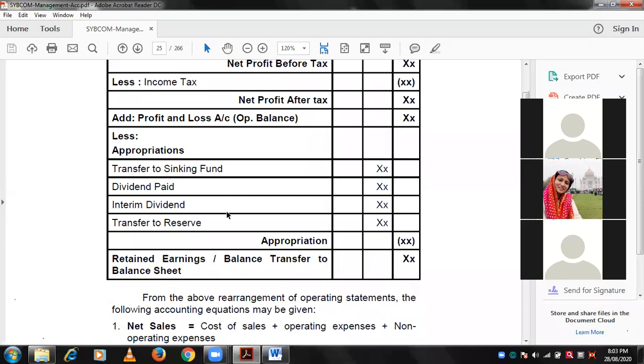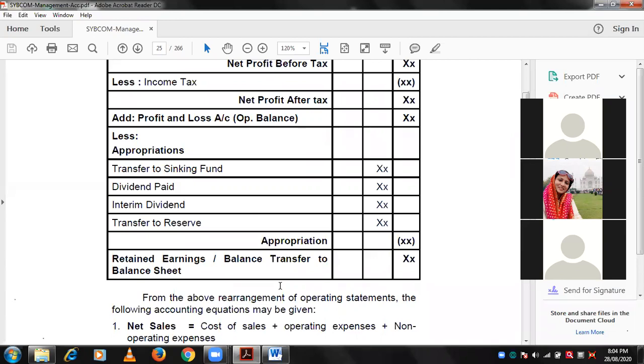If any appropriations are given in your profit and loss account, like the transfer to sinking fund, dividend paid, interim dividend paid, or the transfer to reserves or transfer to fund, plus transfer to general fund, general reserve. So all those transfers and dividends paid are going to form a part under the appropriation head. And after deducting these appropriations, at the end, we are going to get the retained earnings.